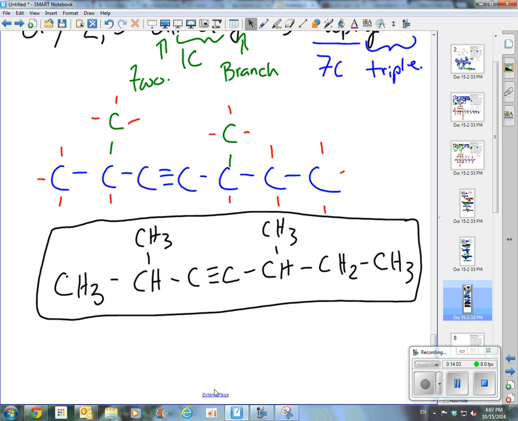If you have any other questions about this, be sure to send me an email. It's really the same as naming any other compound, just the same as naming an alkene. The only difference now is that we have this "-yne", and then we have to identify where the triple bond happens to be.